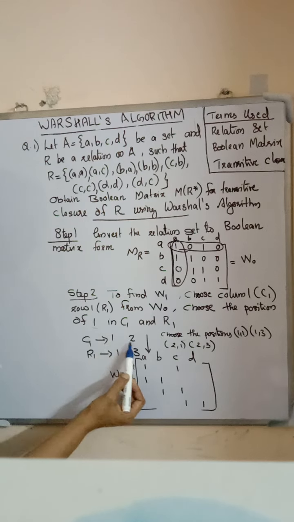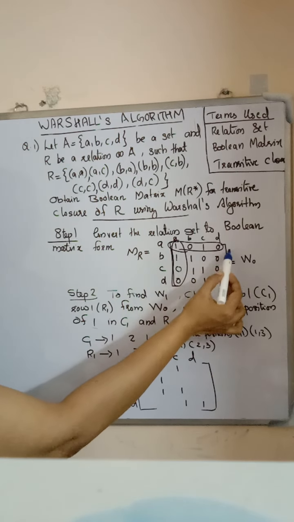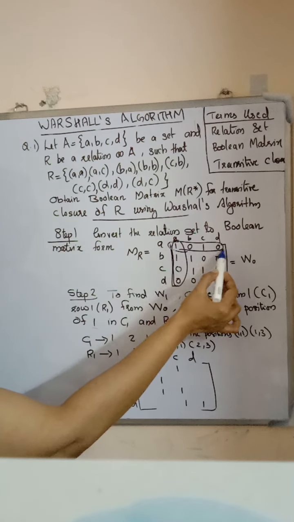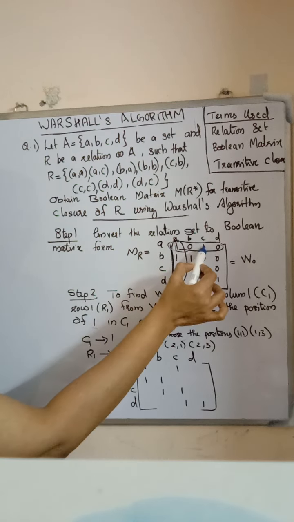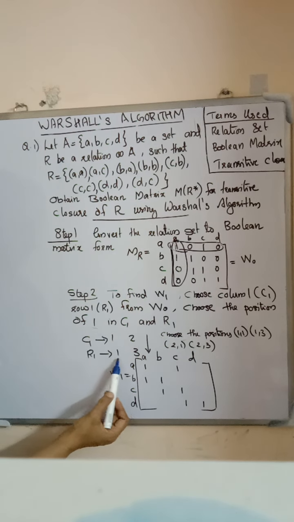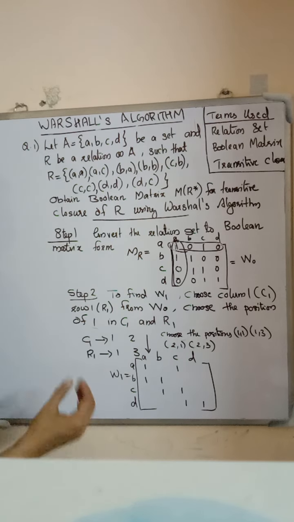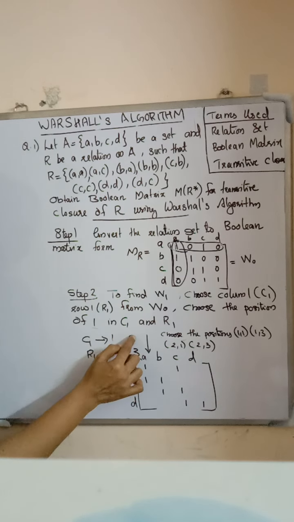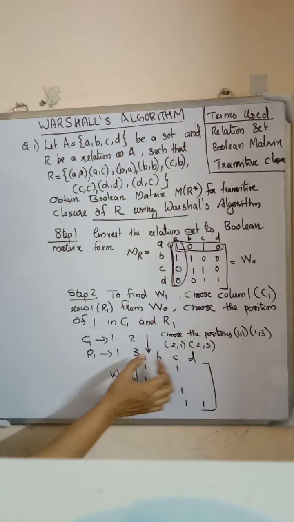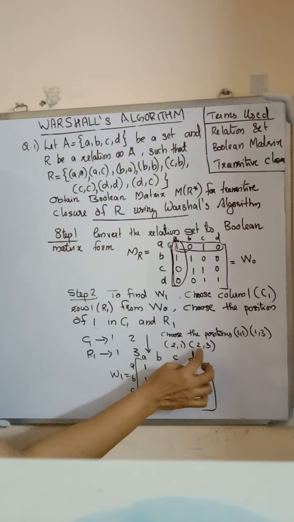So C1 has 1, 2. Then also find the positions of 1 in the row R1. In the row R1, 1 appears in the first position and also in the third position. So R1 has 1 and 3. So we choose new positions of 1 by taking downward ordered pairs. That is 1,1, 1,3, 2,1 and 2,3. Choose the new positions as 1,1, 1,3, 2,1, 2,3.